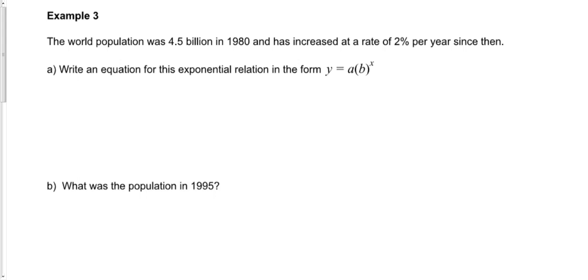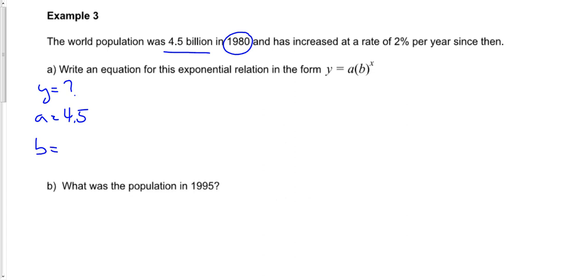So y, that's our unknown value. That's what we're trying to figure out. The a, that's our initial value. And our initial value is right here, 4.5 billion people, okay, in 1980. That's when that value was initially taken. Okay, it says that it increased at a rate of 2% per year. And so what we need to do is we've got to figure out that b value.